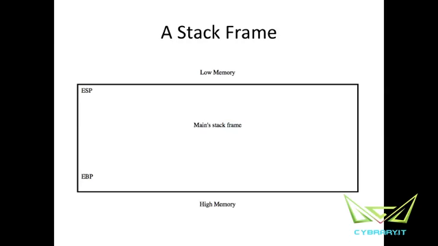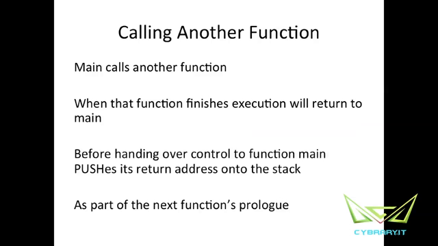Alright, so here is an example of a stack frame in memory. EBP is kind of like ridden up a little bit here. It should be down at the bottom. I'm not really sure how that happened. Then again, high memory at the bottom, low memory at the top, and ESP at the top, EBP at the bottom. But when things really get interesting is when we call another function.